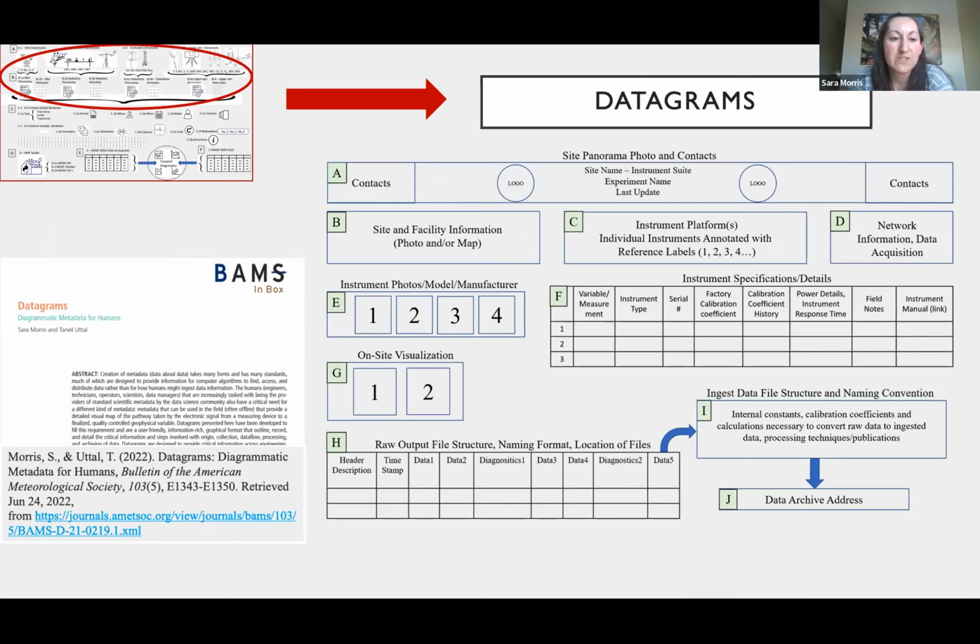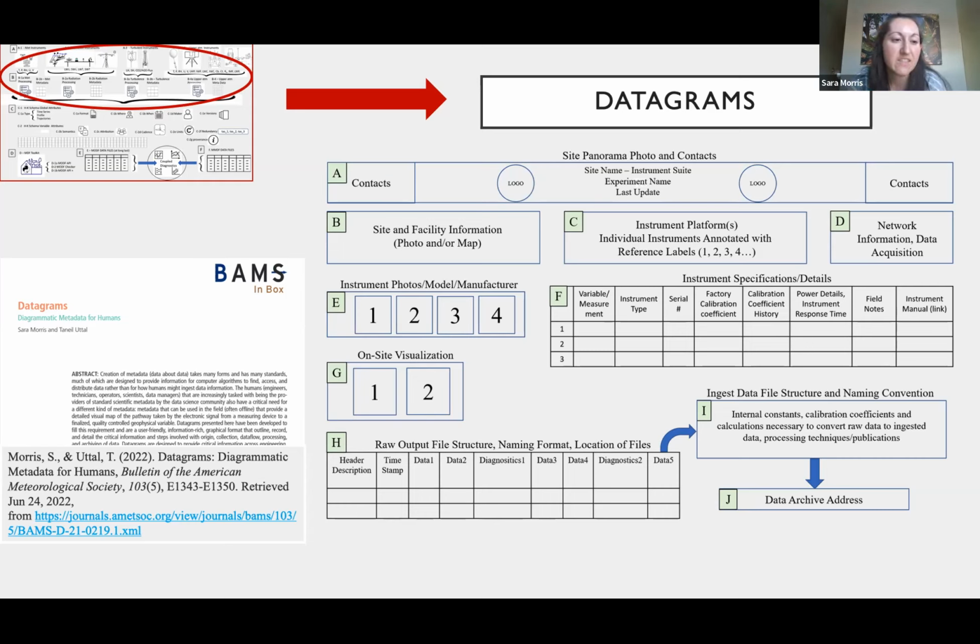So these first two sections of Tennille's figure A and B can really be ingested in whatever format the MODF creator is comfortable using. But for the stations that we're creating MODFs for in PSL, we're able to actually link to these metadata schematics called datagrams that we have already generated for most of our Arctic stations. And Tennille and myself recently published the datagram article that outlines how to create a datagram.